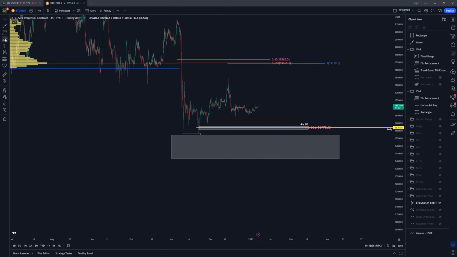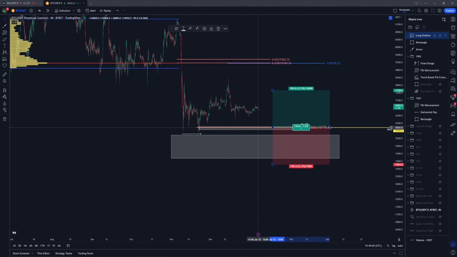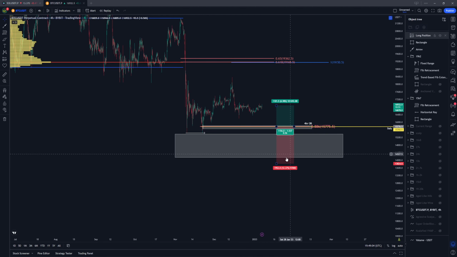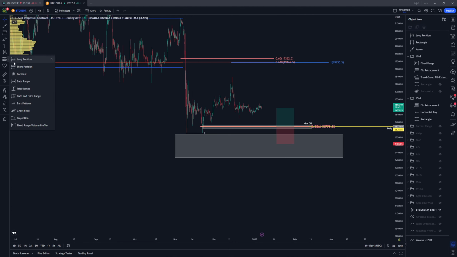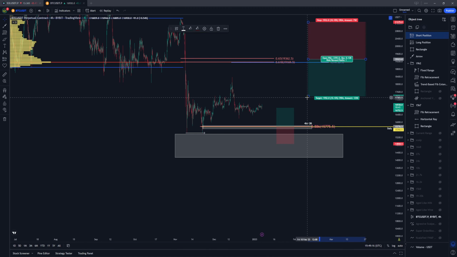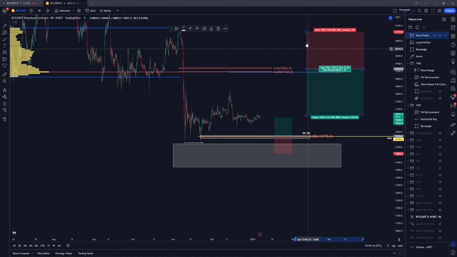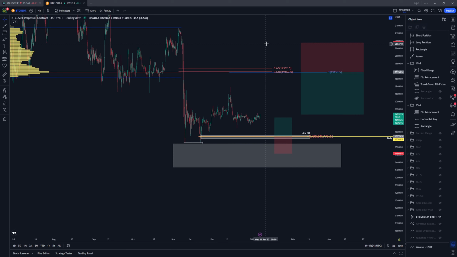But for now, these are the levels I'm looking at to take my next kind of higher time frame trades as compared to scalping. So somewhere here, the target and stop loss is to be determined after getting some more data. And then this one, I would want to take profits or exit the trade around the point of control of this range. Again, stop loss to be determined.